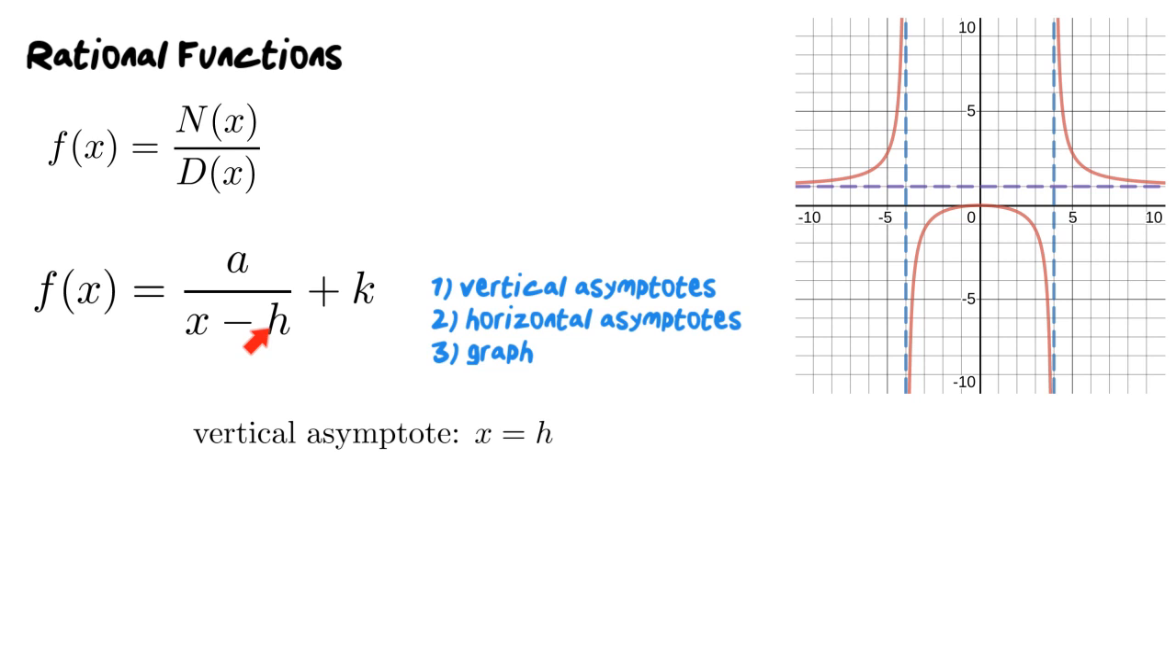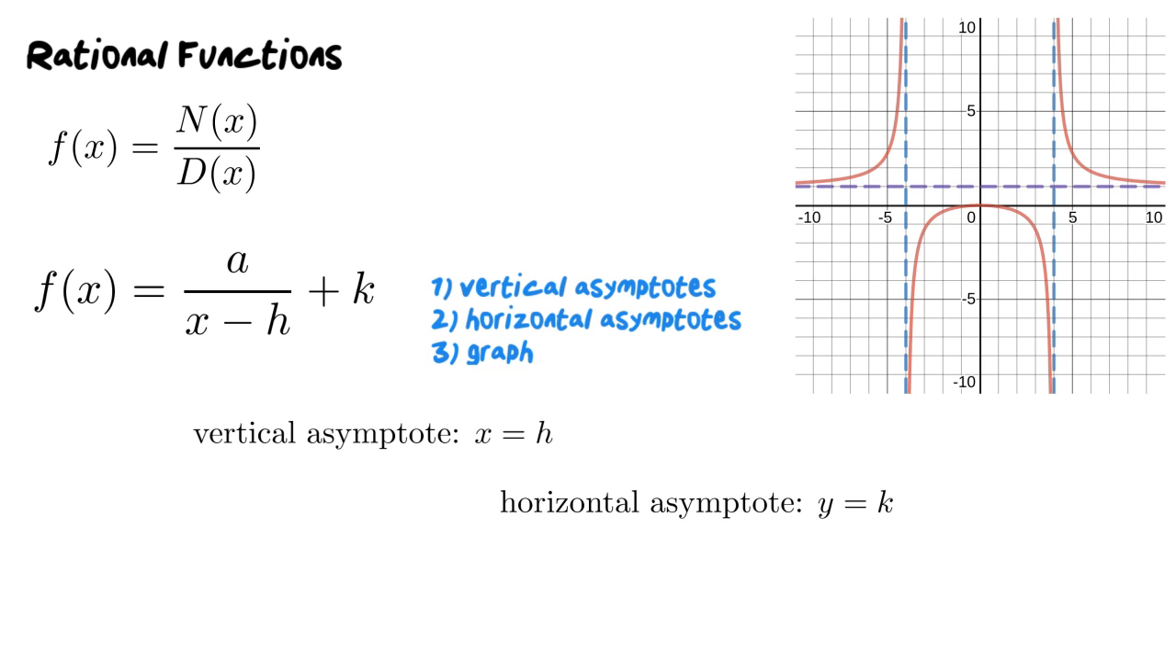It just becomes insignificant. And so for large values of x, the value of this function looks more and more like k, this constant on the end. So as x gets large, the function will plateau and get closer and closer to the value k. And that's how we find what our horizontal asymptote is.